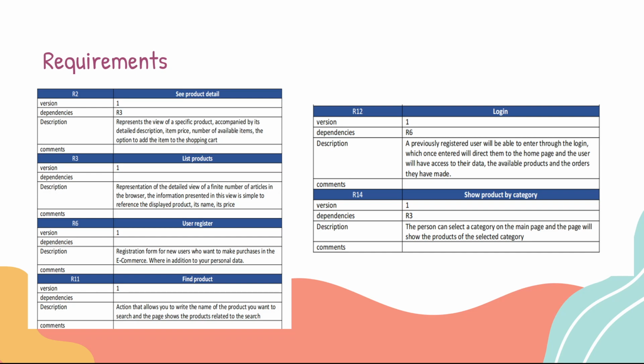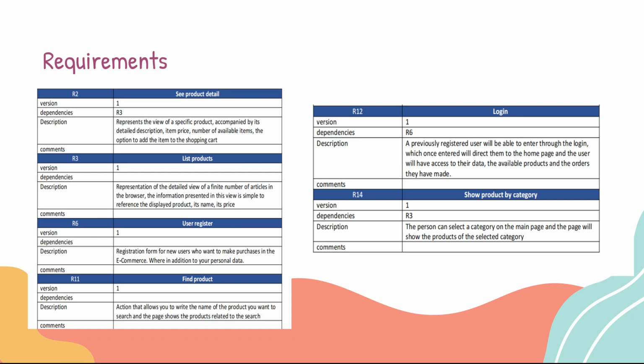Next, we have the third requirement. This requirement is about the representation of the detailed view of a finite number of articles in the browser. Later, we have the sixth requirement. This is about the registration of a new user. We want to make purchases in the e-commerce, where in addition to your personal data.